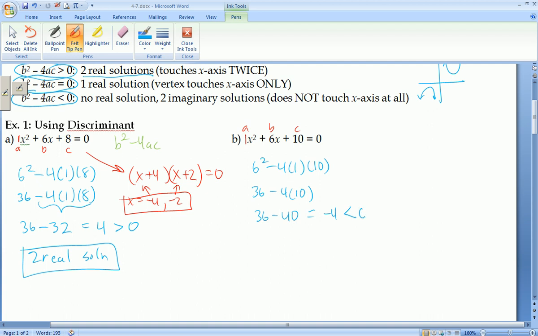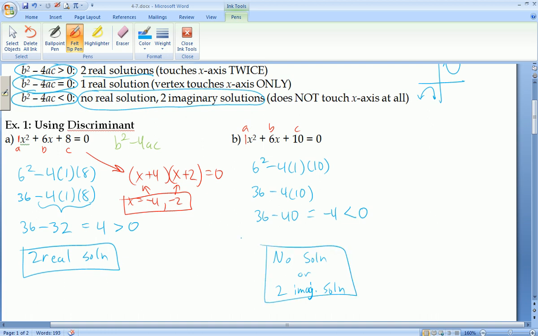Negative 4 is less than 0. So that means it is this guy right here: no real solution, or you can say 2 imaginary solutions. That doesn't matter. So we just go ahead and write no solution if you want, or 2 imaginary solutions. You can abbreviate all this stuff.